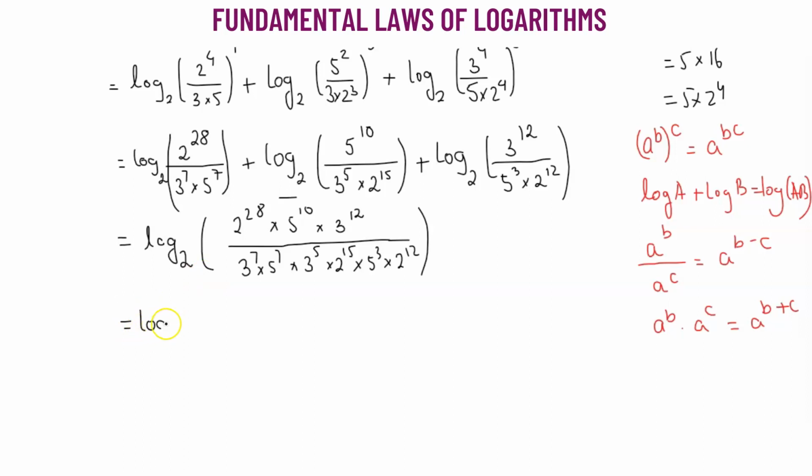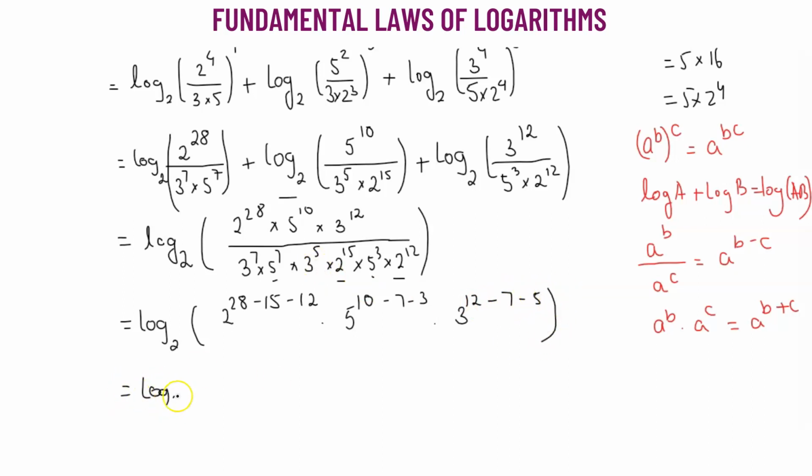So this will be log base 2. Let's start with 2. With 2, the numerator has 2 raised to the power of 28. And in the denominator, we have 2 raised to the power of 15 and 2 raised to the power of 12. So that means this will be negative 15, negative 12. Times, we have 5. So we have 5 raised to the power of 10 minus 7 and 5 raised to the power of 3. So that means we have 7 minus 3. Multiplied to 3, so we have 12 minus 7 minus 5.